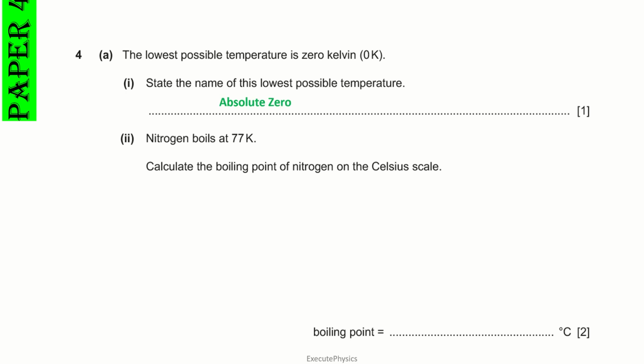So what is the name for this lowest possible temperature? Absolute zero. Now, nitrogen boils at 77 Kelvin. Calculate the boiling point of nitrogen in Celsius. We know that 0 degrees Celsius is 273 Kelvin. So to convert Kelvin to Celsius, you just have to subtract 273 from the Kelvin value. So you'll get around minus 196. This is the boiling point of nitrogen in Celsius.